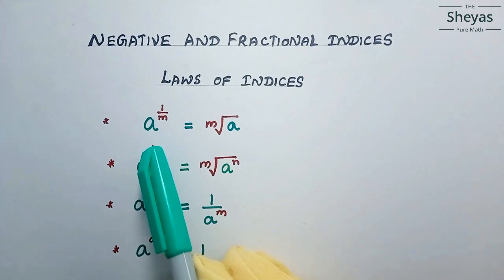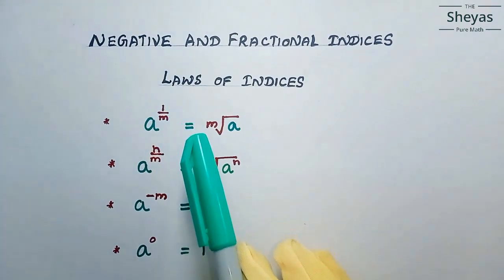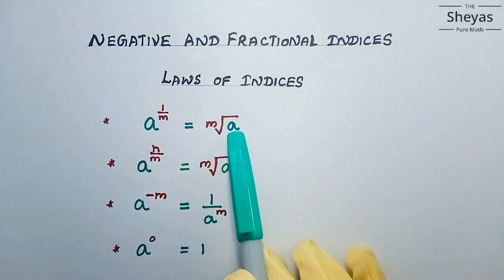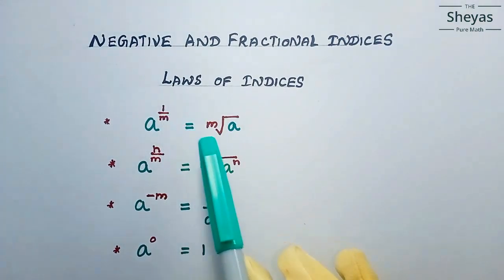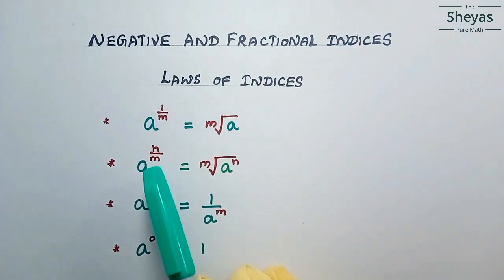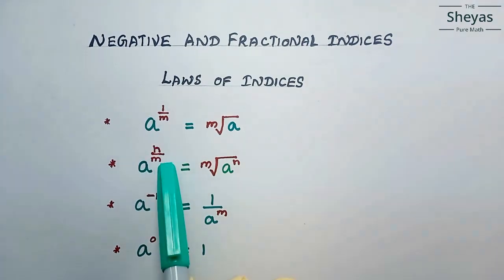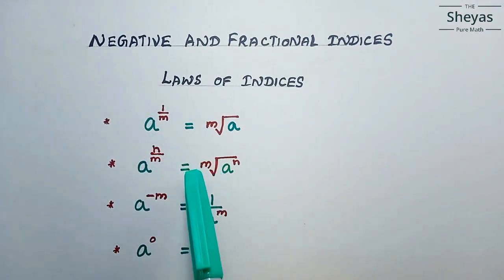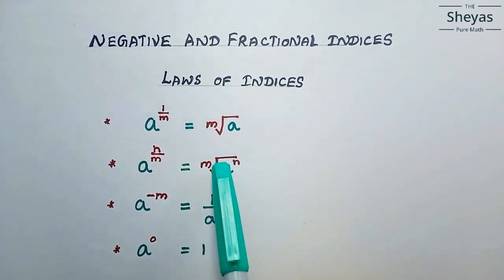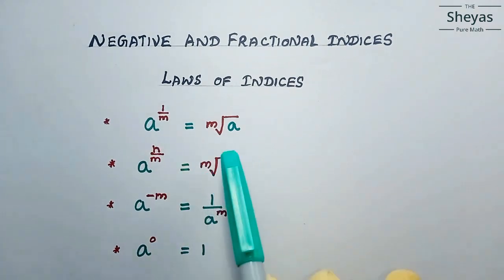So the first one is a power 1 by m can be written as mth root of a. So the power is 1 by m and it can be written as mth root of a. The second one, a power n by m. This m which is in the denominator will become the root. So mth root of a, with the numerator n as the whole power.